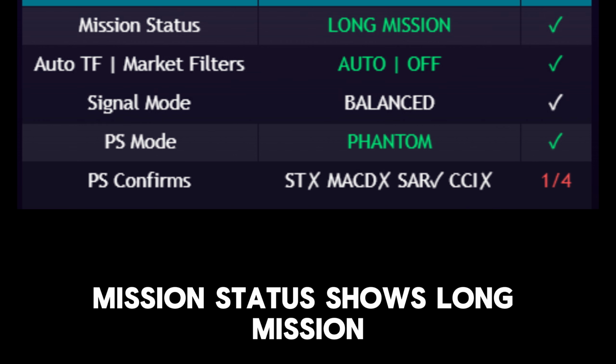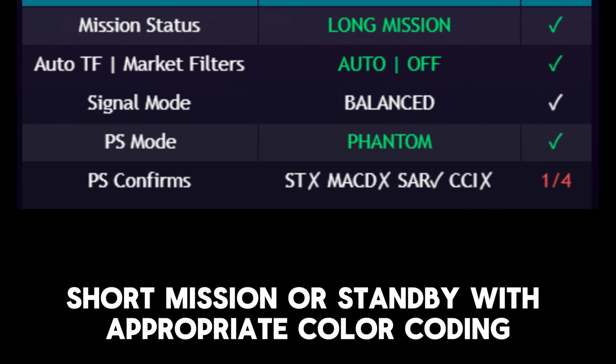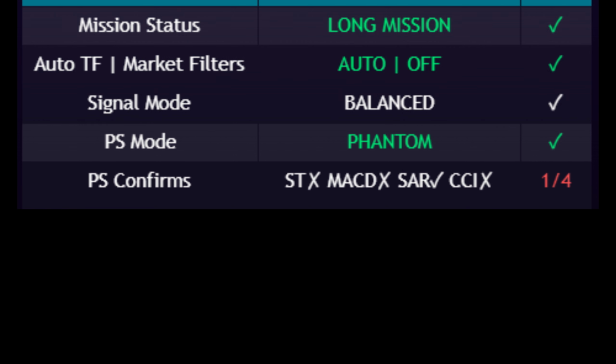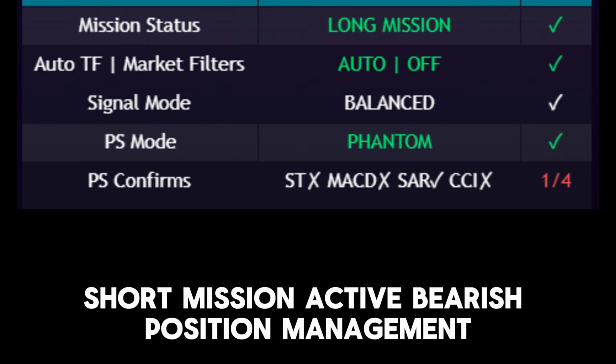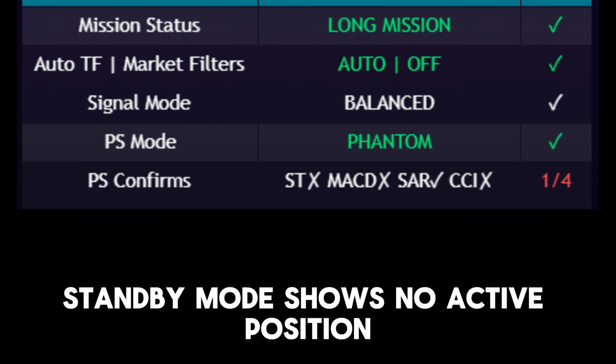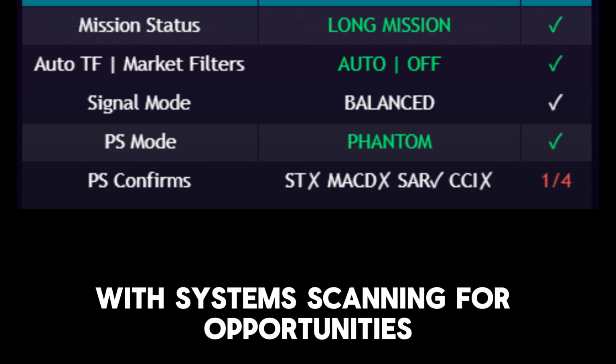Mission status shows long mission, short mission, or standby with appropriate color coding. Long mission indicates active bullish position with systematic monitoring engaged. Short mission, active bearish position management. Standby mode shows no active position with systems scanning for opportunities.